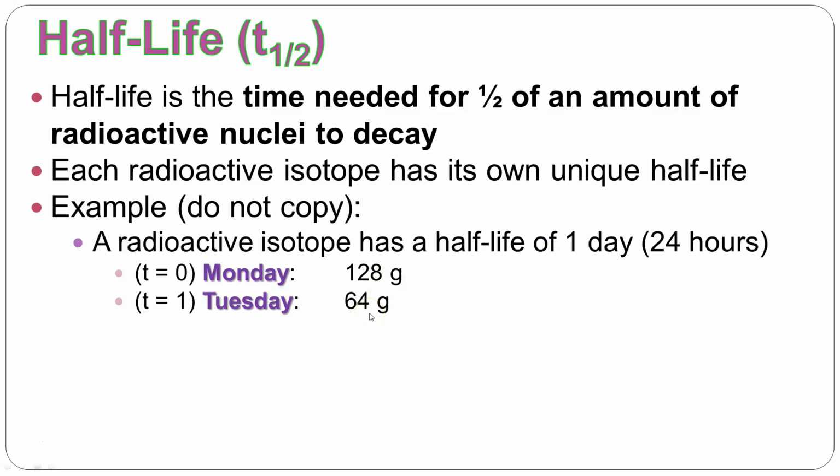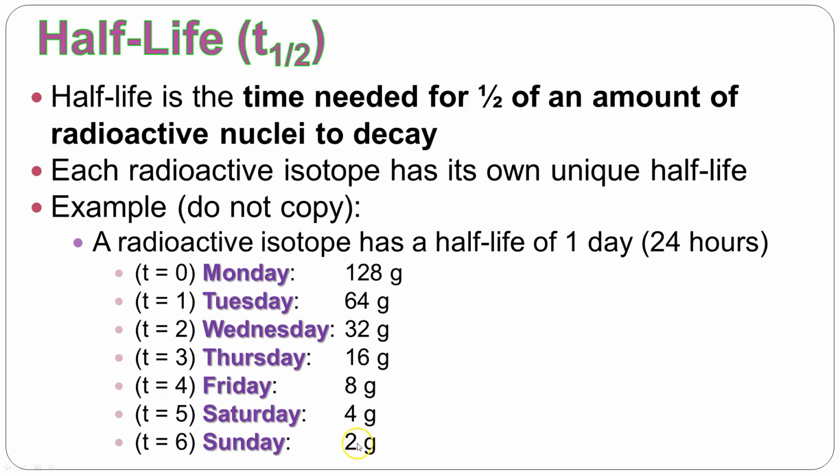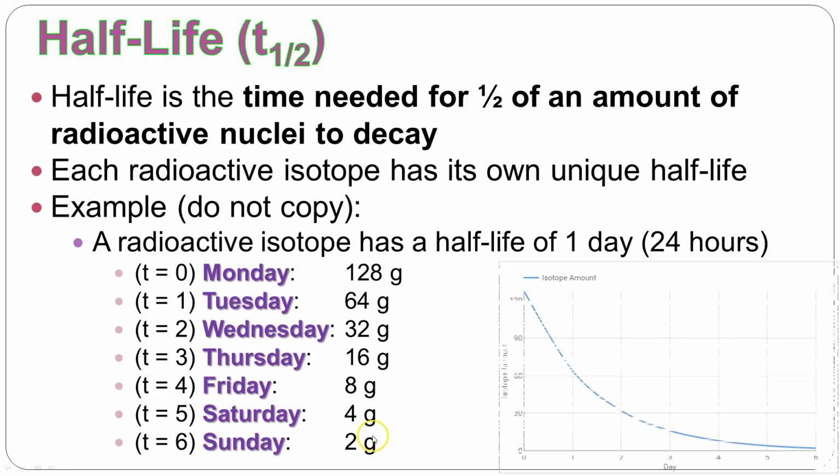The next day, I'm left with 64 grams. Wednesday, T equals 2, I'm going to be left with 32 grams. Again, half of what I started. Thursday, 16 grams, half of what I started. Friday, T equals 4, 8 grams. Saturday, 4 grams. And Sunday, I am all the way down to 2 grams. So with a half-life of 1 day, I went from 128 grams to 2 grams in a week.